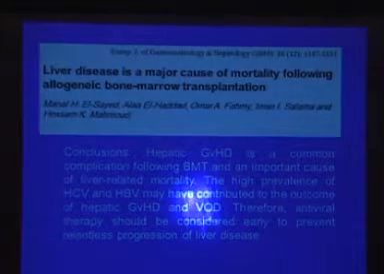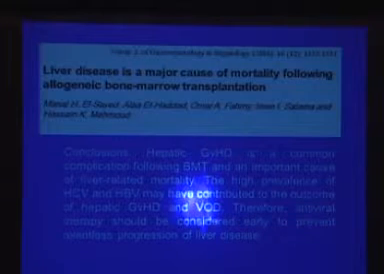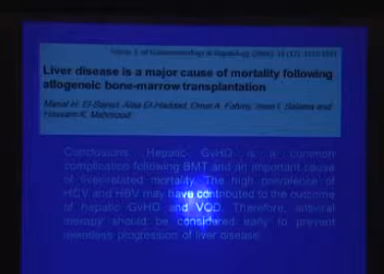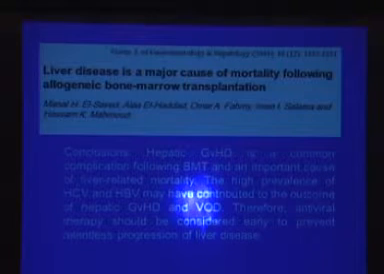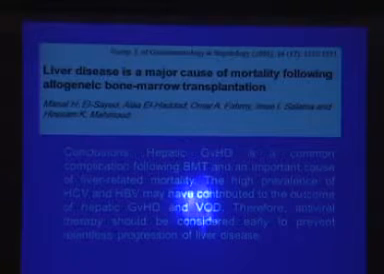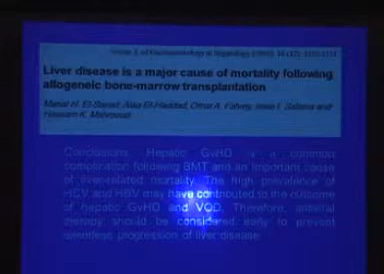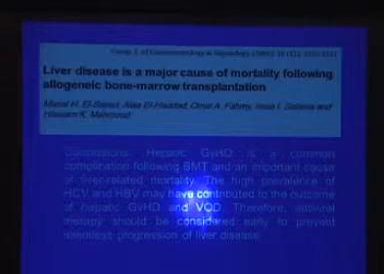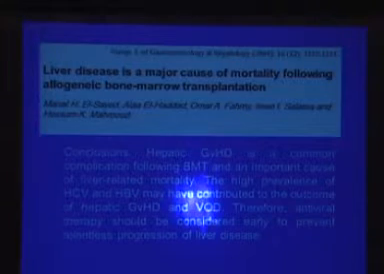And again, in another publication, we concluded that hepatic graft-versus-host disease is a common complication after bone marrow transplant, and it's an important cause of liver-related mortality, and the high prevalence rate of HCV and HBV among our patients may have contributed to the outcome of hepatic GVHD and veno-occlusive disease. Therefore, antiviral therapy should be considered early to prevent progression of liver disease in the setup of transplant.